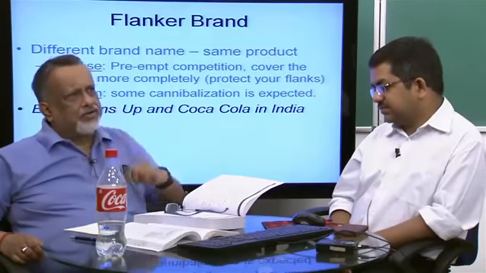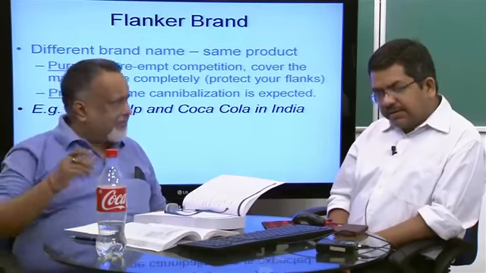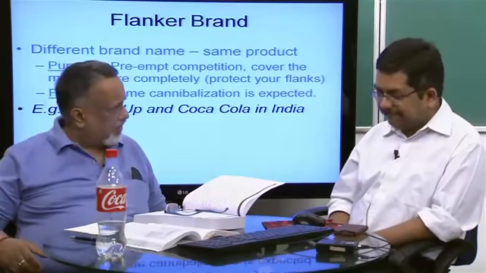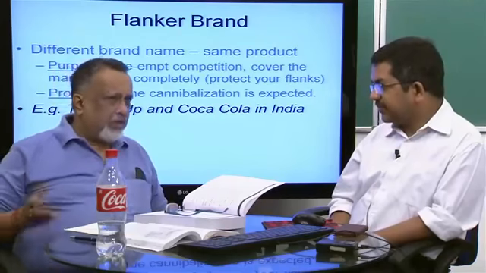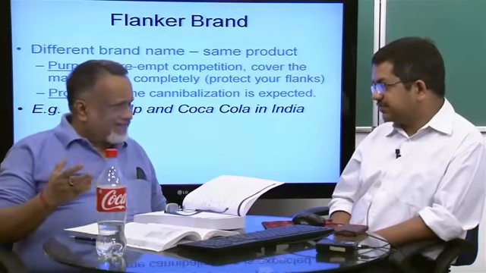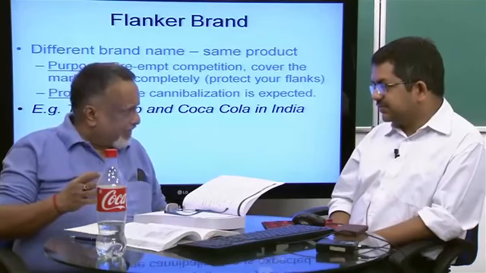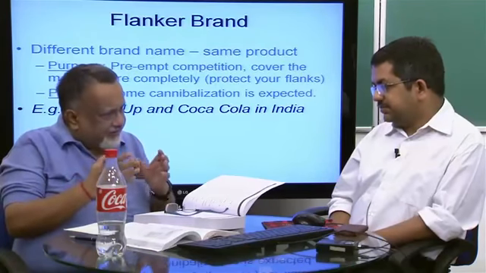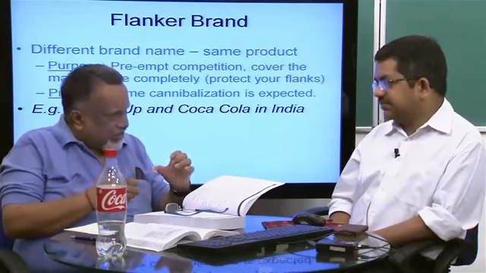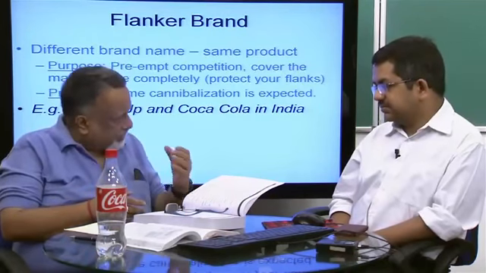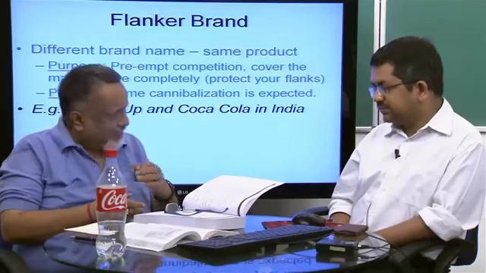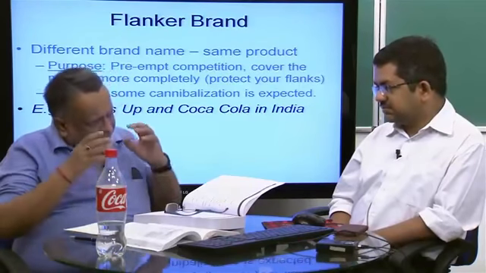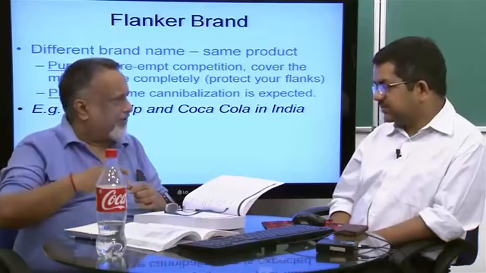And I want to close today's discussion with another type of flanker branding, and that could be this example of Thums Up and Coca-Cola in India. So, Coca-Cola is a global brand. It has certain brand properties which it cannot dilute, like for example, its taste, its experimentation with different levels of sweetness. So, you have Coke, you have sub brand Coke Zero, you have Light, but there may be a different kind of taste altogether, which has a particular appeal in a particular culture or in a particular geography.